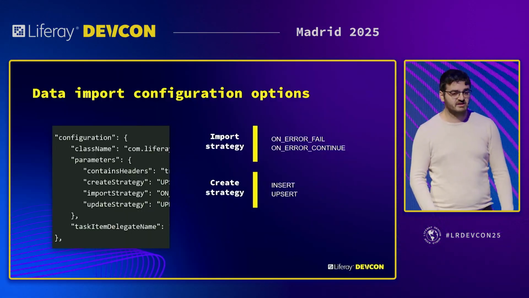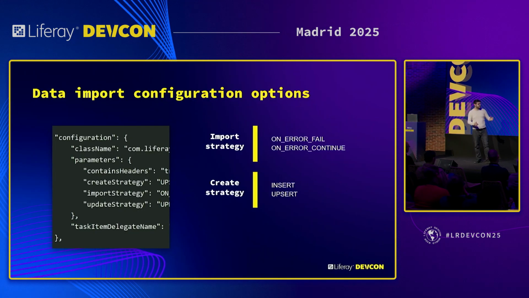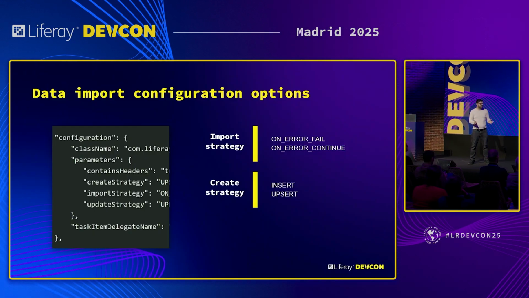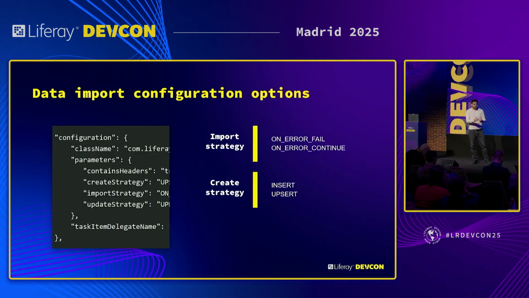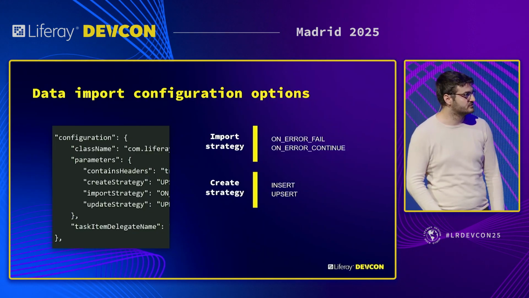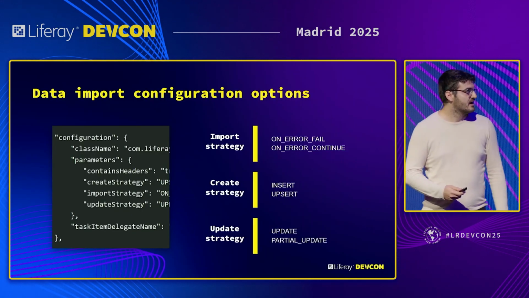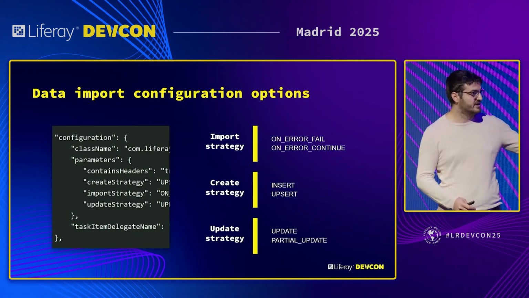You also have the create strategy, where you can insert or upsert. They are very similar. The only difference is that with the insert create strategy, the batch will fail if it encounters an external reference code that's equal to the one that you're using. And the upsert will just update with the strategy that you have just defined. You can define it with update or partial update.